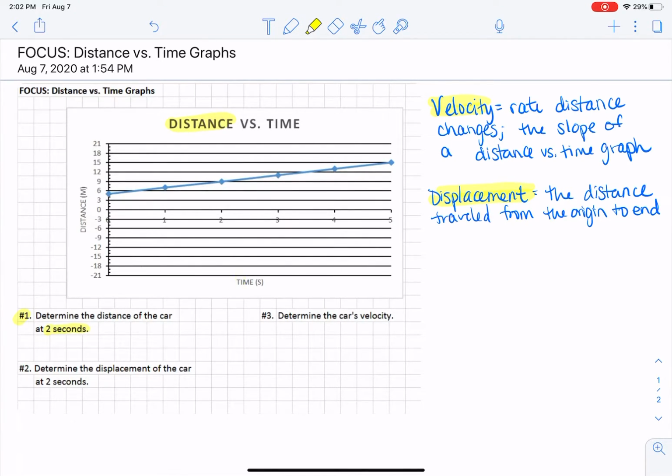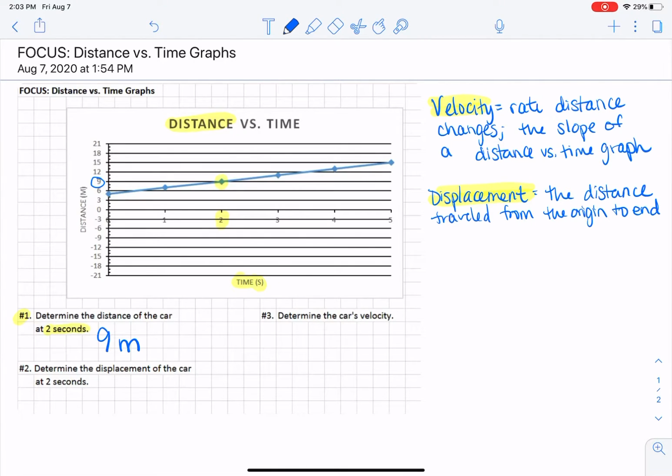So we're going to look at time, we're going to look at 2 seconds, and if we go up, we see that 2 seconds hits here, and then if we look to the left, we see that it is at 9. So the distance that the car is at 2 seconds is 9 meters. So what's nice about that is it's really just looking at the graph and reading it.